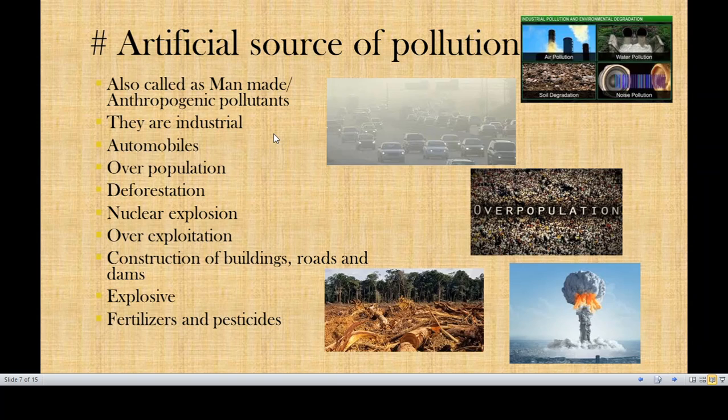So I hope you have at least understood the basic idea with regard to what we mean by pollution, and why we are trying to study pollution. Next, we have also seen what we mean by natural pollution and artificial pollution. We have seen subparts of these natural and artificial pollutants.